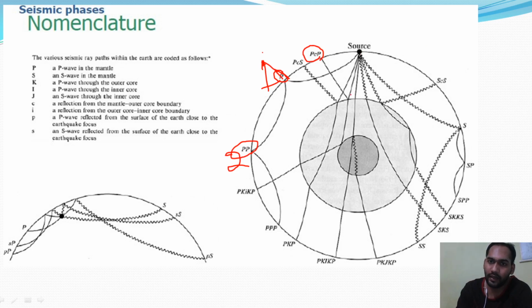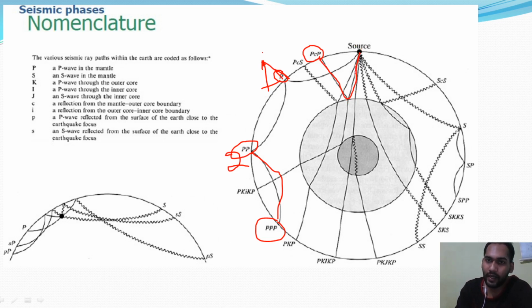Like here, it came as P, then reflected from mantle outer core boundary. So it is PCP. But if it came as P, then again reflecting from the surface and traveling in the mantle, then it is PP. Similarly, if it will reflect again, then it will be named as PPP. That means it is reflected from the surface 2 times, right? Then PCP, as you know, it is traveling through mantle as P, then small c is reflected, then came back.